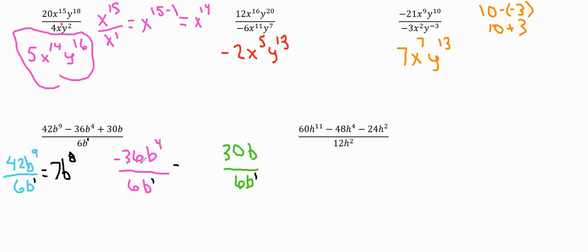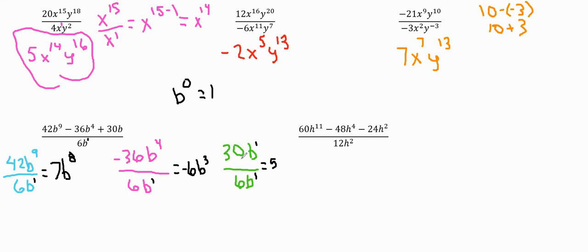And for the pink one, negative 36 divided by 6 is negative 6. B to the 4th divided by b to the 1st is b to the 3rd. And then 30 divided by 6 is 5. And b to the 1st divided by b to the 1st, I'm not going to say cancel out, but when we subtract it, 1 minus 1 is 0, and b to the 0 power will equal 1. Any number to the 0 power will equal 1 by definition, except for 0 to 0, which we can't do. So our answer is just 5 there.